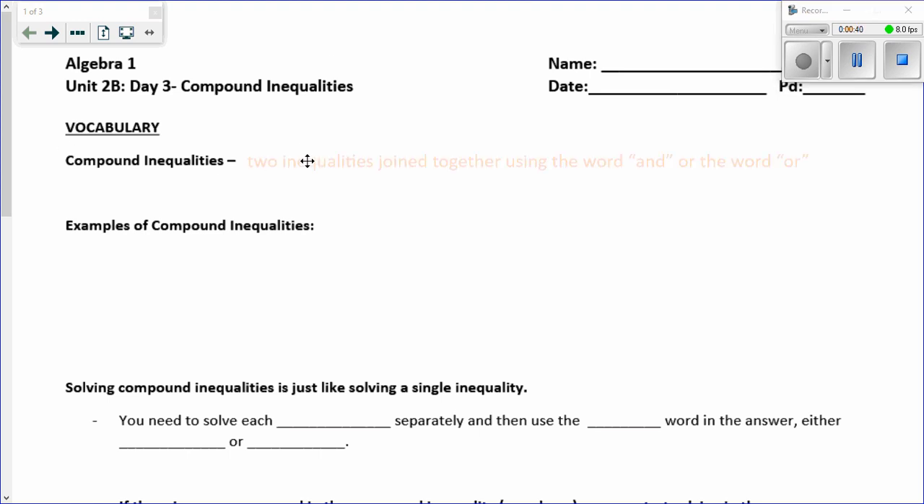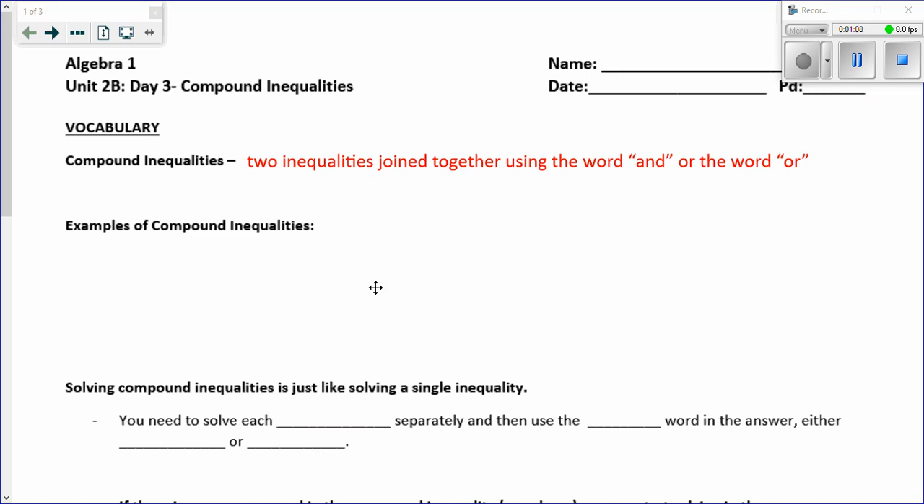So compound inequalities are two inequalities joined together using the word and or the word or. Basically what it's doing is it's giving us two rules to follow to find the solutions to an inequality. It's telling us it can work as long as it follows this inequality or it follows that inequality, or it has to follow this one and that one to be a solution. That's the job of compound.